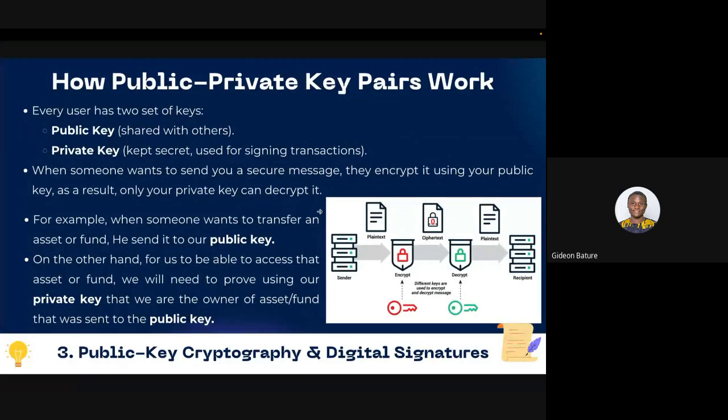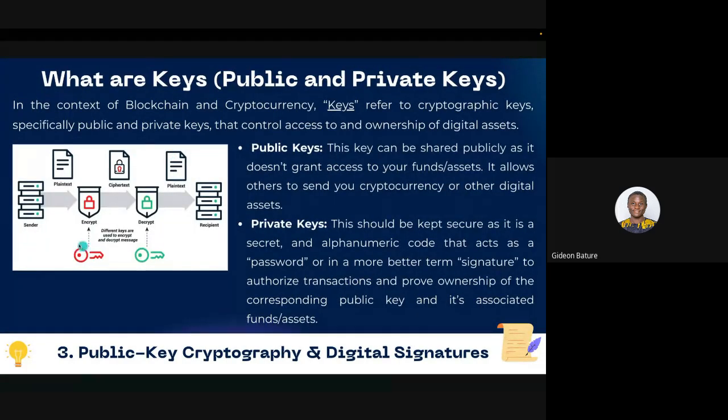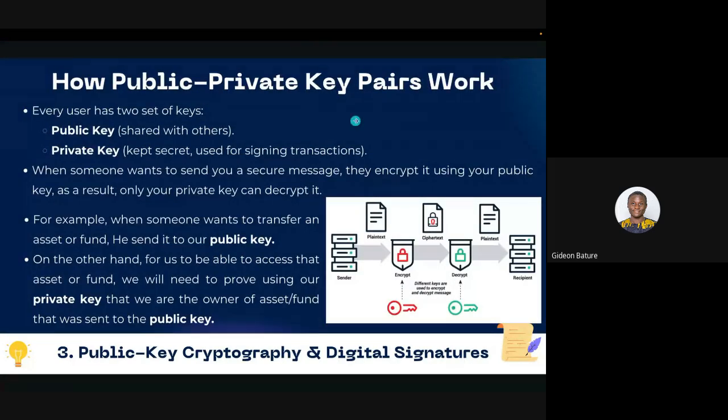All right. So let's look at how these public-private key pairs work. Although the diagram is also here, we also have the same thing. Every user has two keys. The public key, which he can share with other people, because that's the only way he can receive digital assets from others. And two, the private key. That one he has to keep secret, and that's the one used for signing transactions. In fact, some people even go to the length of having a hardware key.